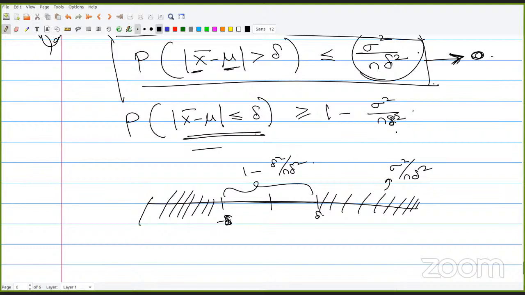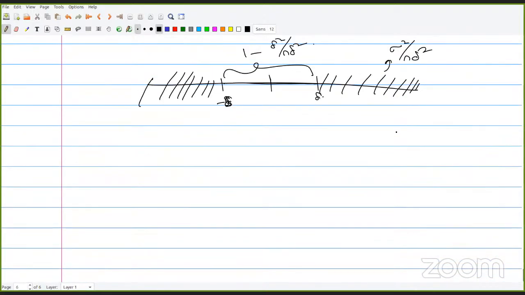Okay, this is the weak law of large numbers. And this must be at least, since it is greater than or equal to. So it is at least. Correct.